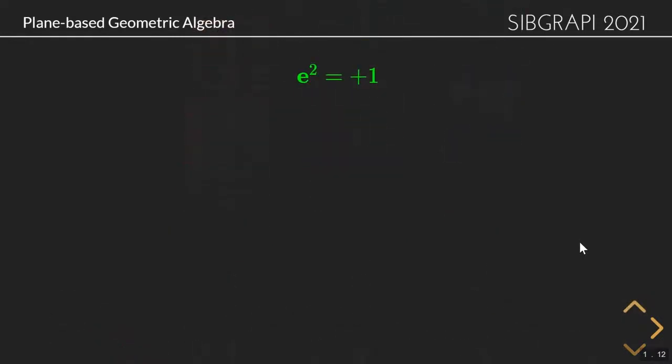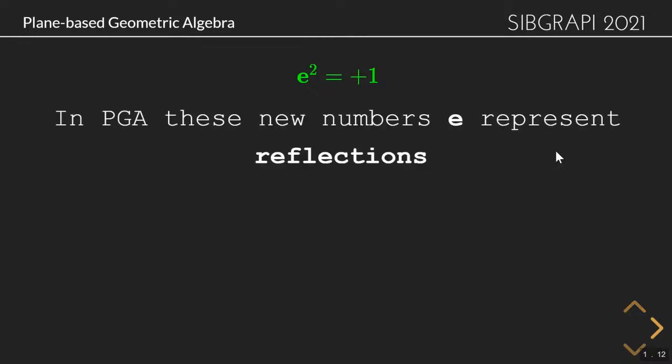Now, Leo will go into much more of the algebra, but we should first take a look at this funky green e guy. Do we actually know something in the real world that isn't a real number and that squares to identity? And in fact, we do. It's a reflection, it's a mirror. And that's exactly what these numbers will be used to represent in the plane-based geometric algebra.